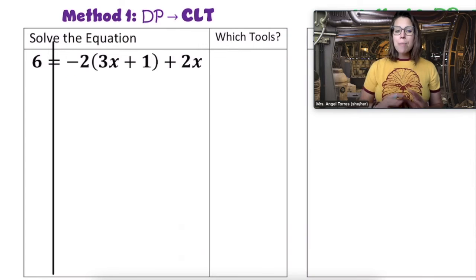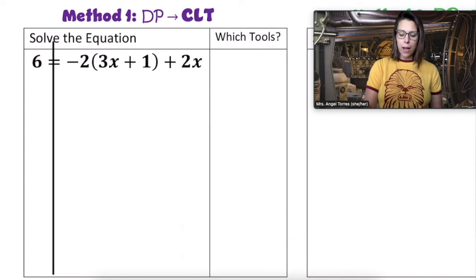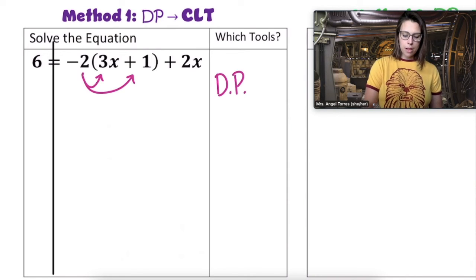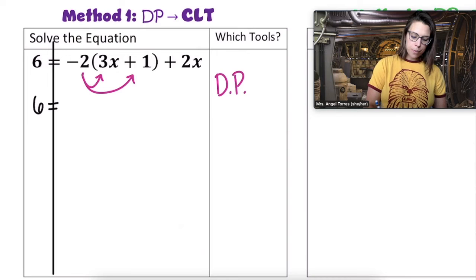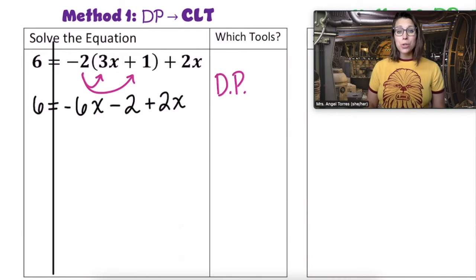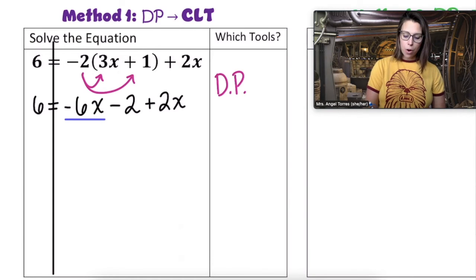For the sake of making sure that we don't make any mistakes with DPO, we're going to start off with applying our distributive property. And remember, distributing a negative changes everything. Now that our parentheses are gone, we can look for some like terms. In this case, our variable terms are our like terms. I'm going to go ahead and combine those.